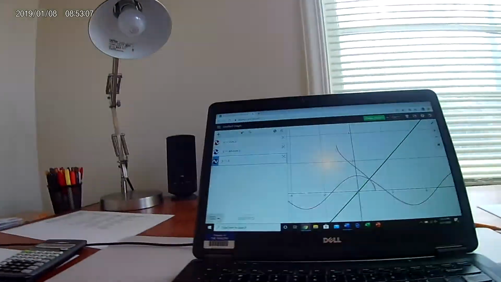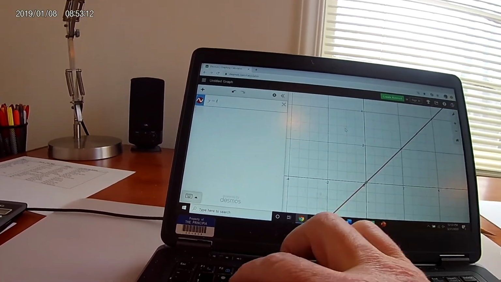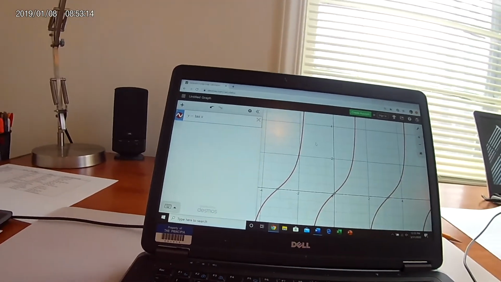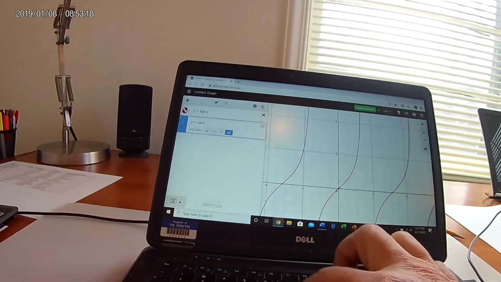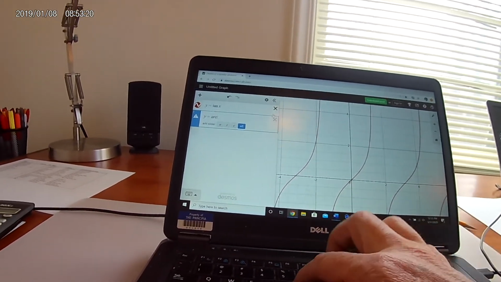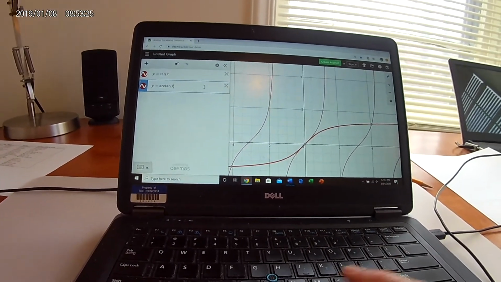Okay, one more graph. We'll erase this stuff here. Y equals tangent of x. We get that. Now we're going to do y equals arc tangent of x. That's what we get. Too bad those colors are pretty similar.